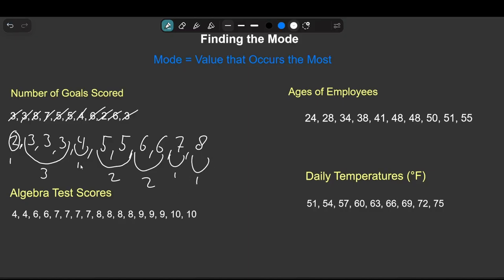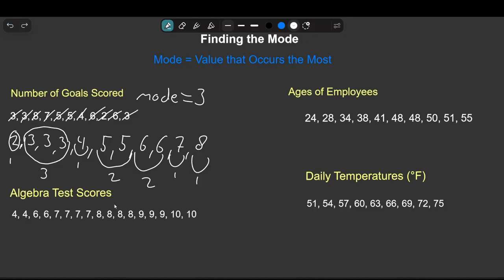So now, the mode is the value that occurs the most. We know that 3 occurs the most, so we can write that our mode equals 3. We aren't writing down how many times the value occurred; we are writing down the value that occurred the most. So if this was a 4 instead of a 3, we wouldn't be writing 3, we would be writing 4. So let's go to the second one.